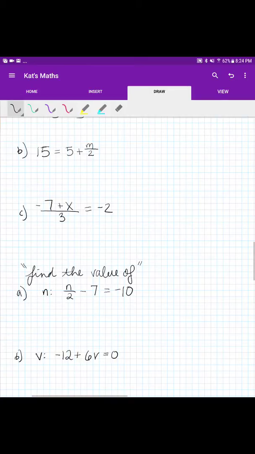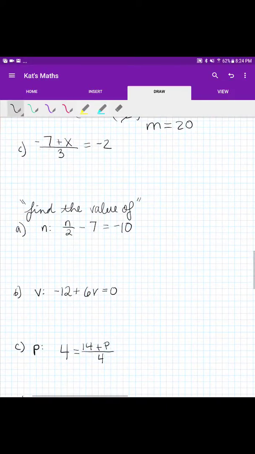Here I have 15 equals 5 plus m over 2. Again, you want the m term by itself, so we're going to subtract 5. You end up with 10 equals m over 2. To get rid of this denominator, we multiply by a 2. So multiply both sides, and you end up with m equals 20.